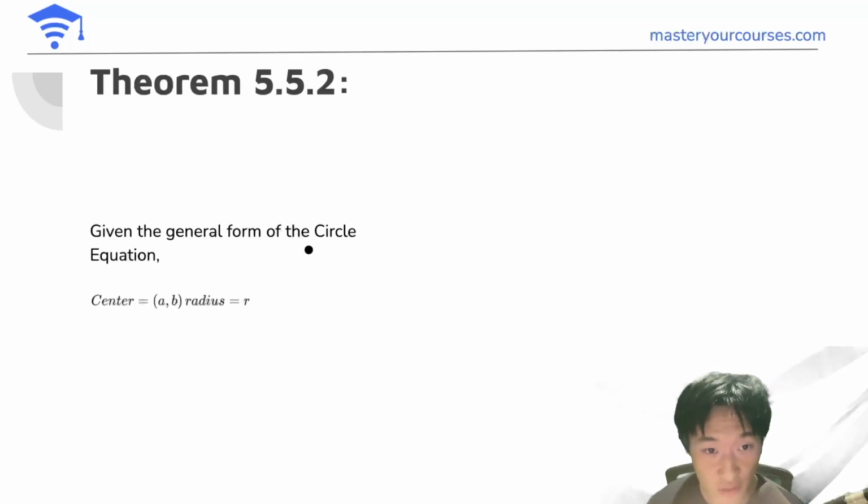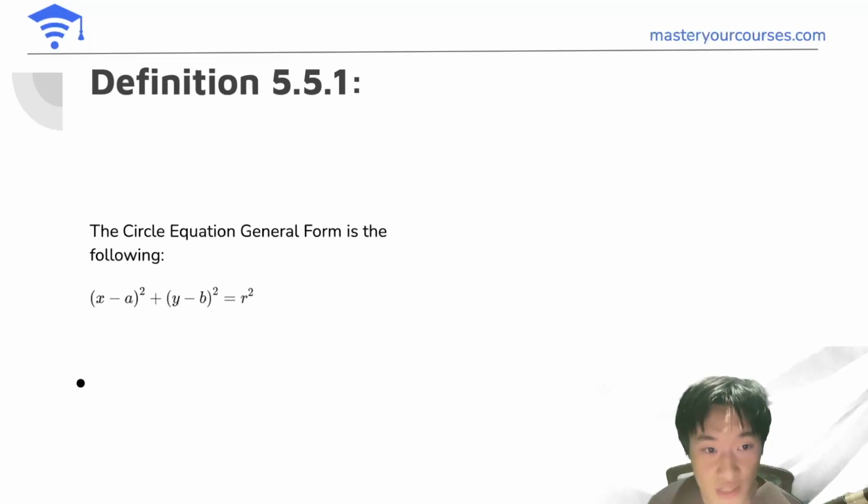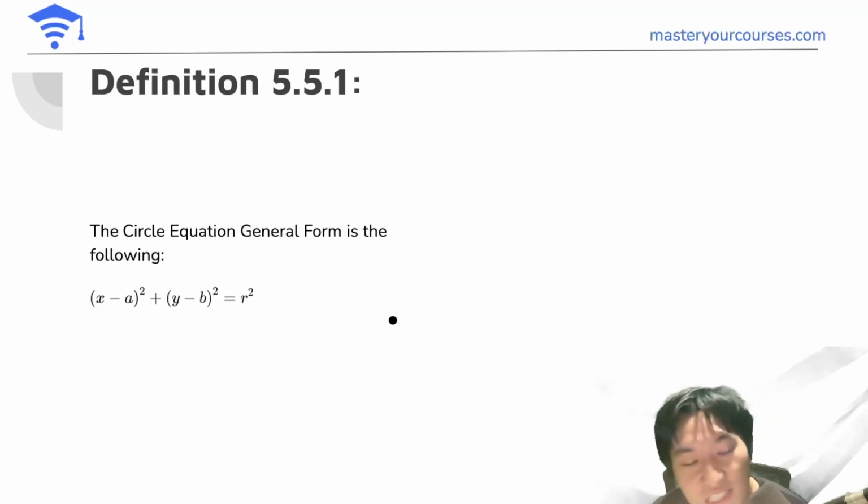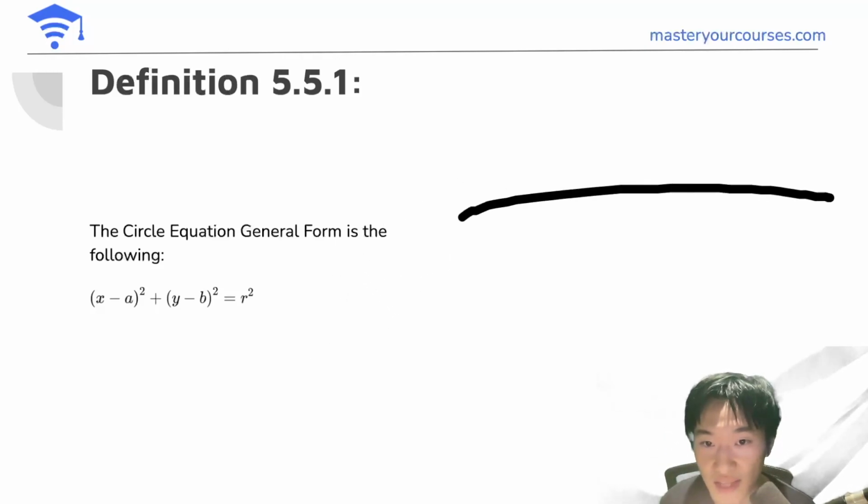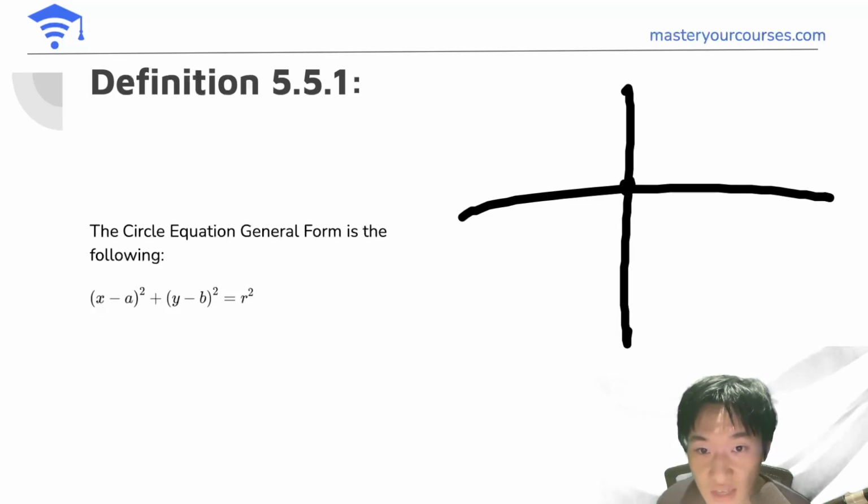Now, given that general form of the circle equation, we can actually derive two things. One is the center, and one is the radius. So a and b is the center. What does that actually mean? Well, if you input a and b into this, what do you get? We get 0 on both sides. So we actually get the minimal value of this function. What is that actually telling us? Well, it's telling us that that's the center of our circle.